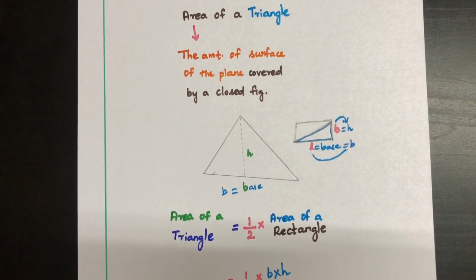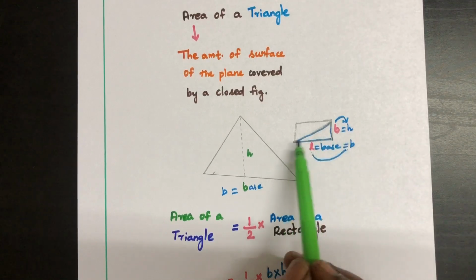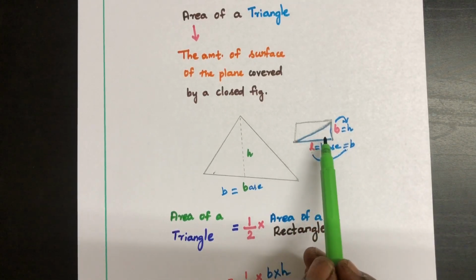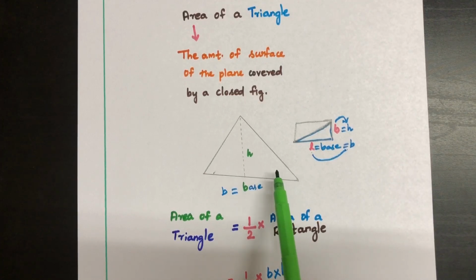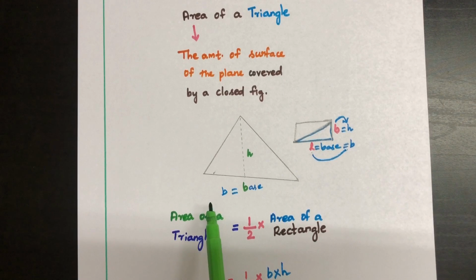Area of a triangle. Here also we are going to find the amount of the inner surface of this triangle. How to find it? See, you can place any triangle inside a rectangle. It is exactly half of that rectangle. Any triangle, whether a right angled triangle, acute angled triangle, or obtuse angled triangle, can be placed inside the rectangle with the same base.